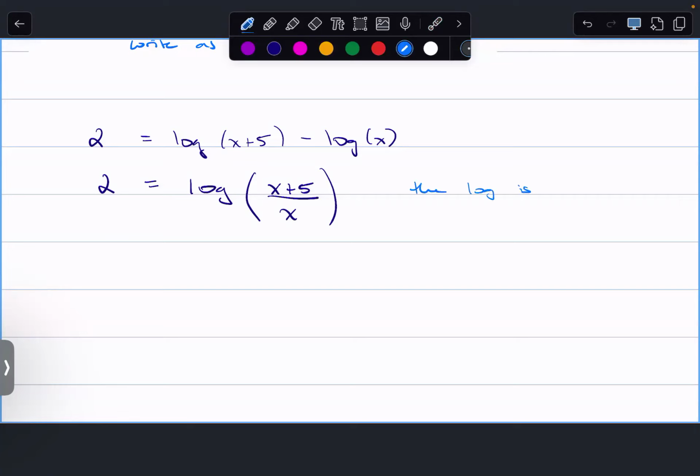The log is isolated. I've got everything inside the log, or moved everything else over to the, I guess, left-hand side in this case. So now I have log base 10 here, which is implied. So what I'm going to do is take 10 to the power of both sides. All right, so this is log base 10, so I can rewrite it as 10 to the power of 2 is equal to 10 to the log base 10 of x plus 5 over x. All that's in the power.